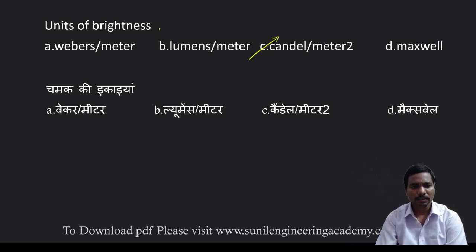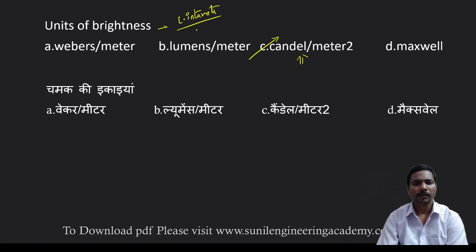Brightness in the sense candela per meter square. That is luminous intensity per unit area. Intensity units are candela, area units are meter square. So candela per meter square.